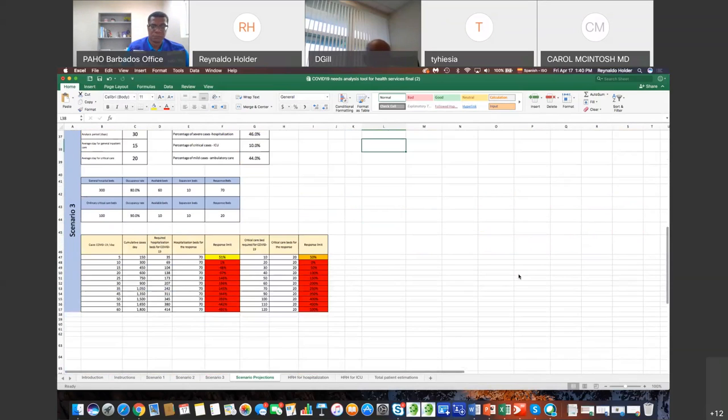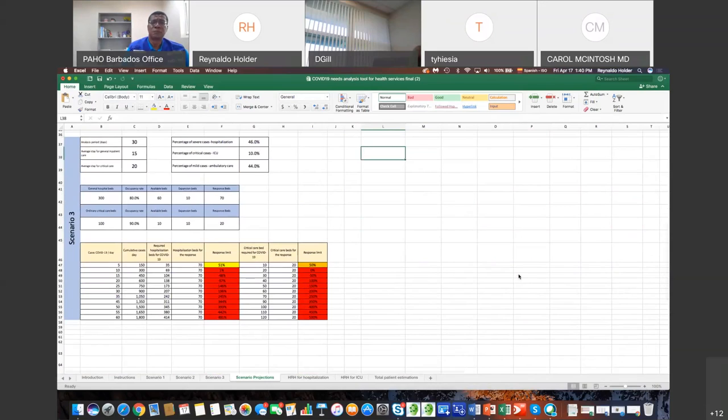Scenario number three is the scenario in Italy, which has been the extreme case of COVID response, where most of the hospitals, especially in the north of Italy, collapsed very early because of the high demand for services. In the north of Italy, only 44% of patients were able to be treated ambulatory and did not require admission to hospitals. 46% of patients required admission and 10% of patients required intensive ventilatory care.